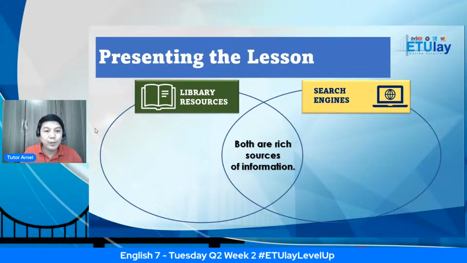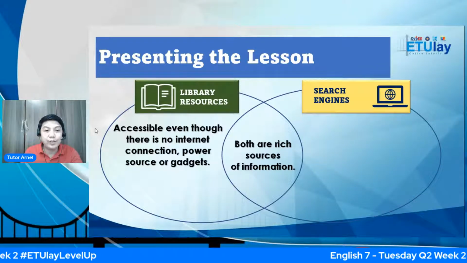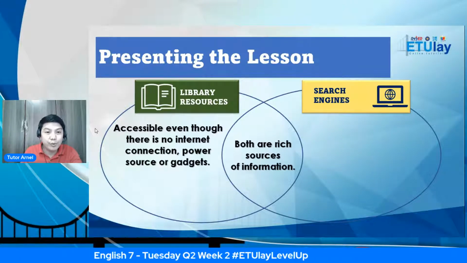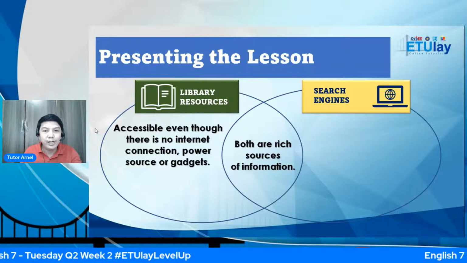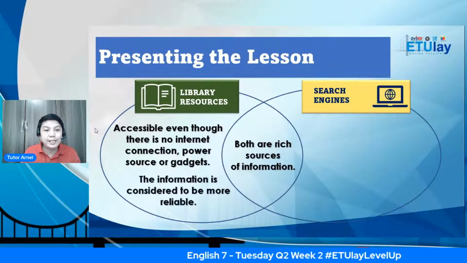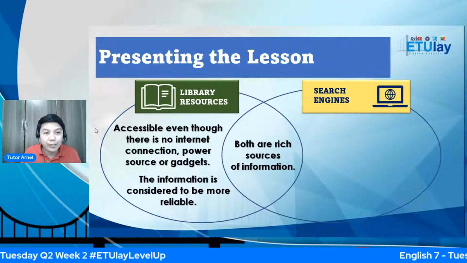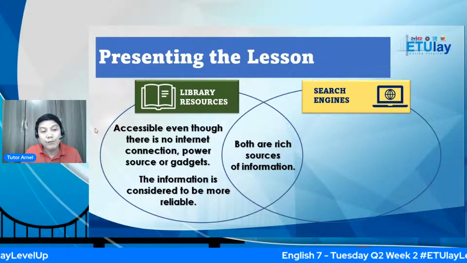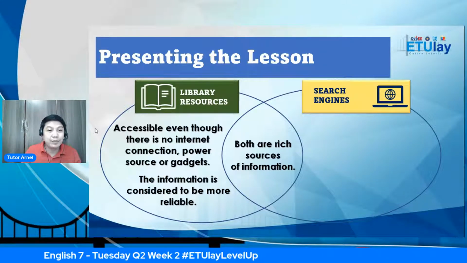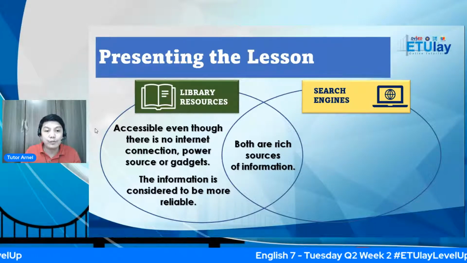So what's the difference between the two? Library resources are accessible even if there's no internet, no connection, no power source, or you don't have gadgets. Magagamit mo yung mga books na nakalagay doon, the newspapers, all of the reading materials, kahit walang kuryente, kahit walang internet. At the same time, the printed materials stored in the library are considered more reliable. Why? It's because the information in books, for example, ay nagdadaan sa maraming mga test, maraming mga taong nagbabasa nun before it's published. So it's considered a very reliable source of information.